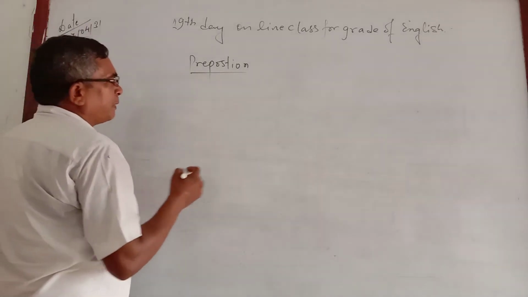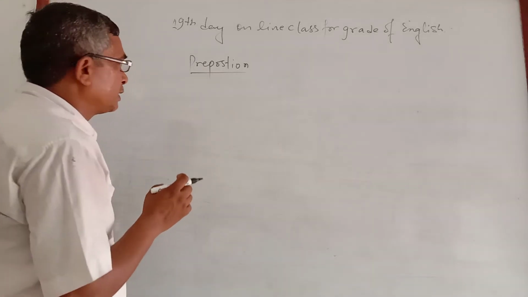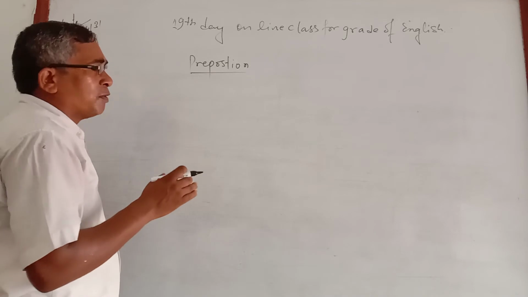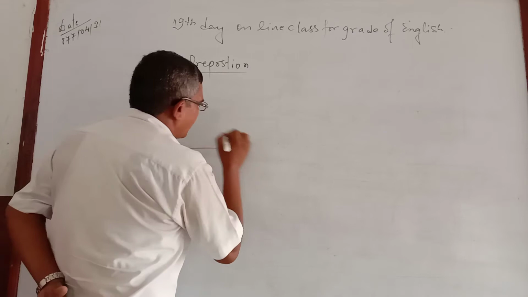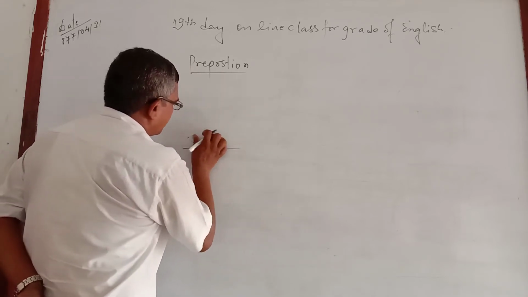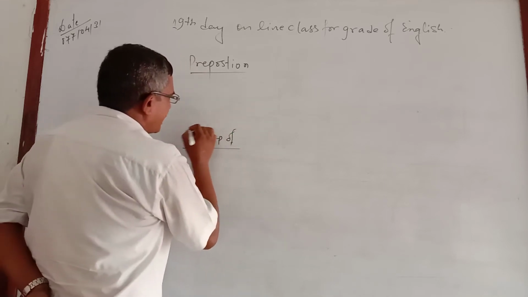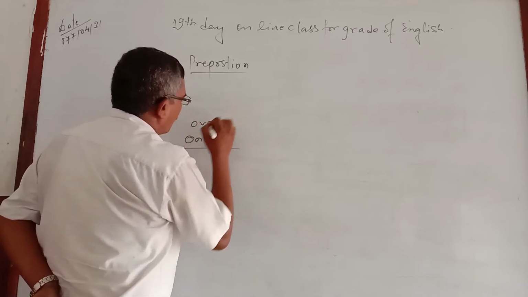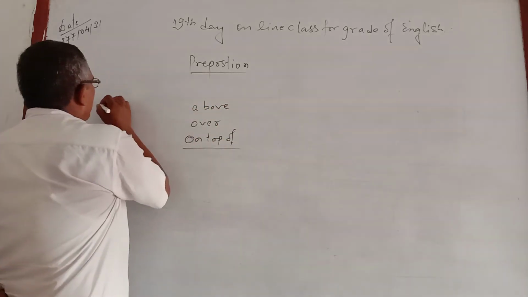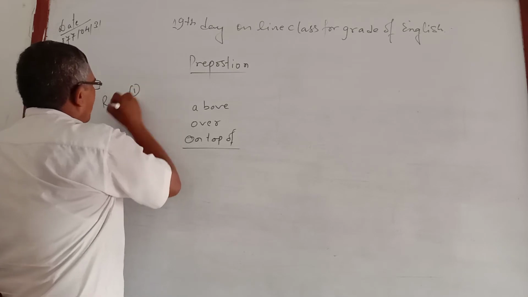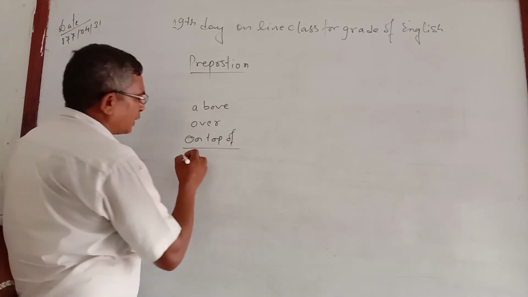So, related to the prepositions, I will not teach you all, but some which are certain, appropriate and very useful for you, that I will try my best to teach you. So, the first prepositions you see here: on top of, the second one is over, and then above. This is rule number one you can keep in your mind. Above, over, on top of.